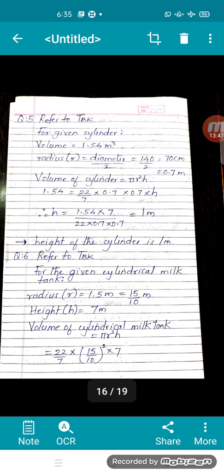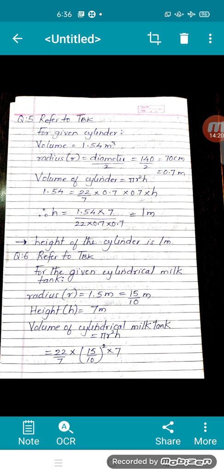Now we go to question number 5. Find the height of cylinder whose volume is 1.5 meter cube and the diameter of the base is 140 centimeter. For given cylinder, volume is equal to 1.5 meter cube, radius is equal to diameter upon 2, 140 upon 2 is equal to 70 centimeter, that is 0.7 meter. Volume of cylinder is equal to pi r square h. 1.54 is equal to 22 upon 7 into 0.7 into 0.7 into h. So h will be 1 meter. Height of the cylinder is 1 meter.